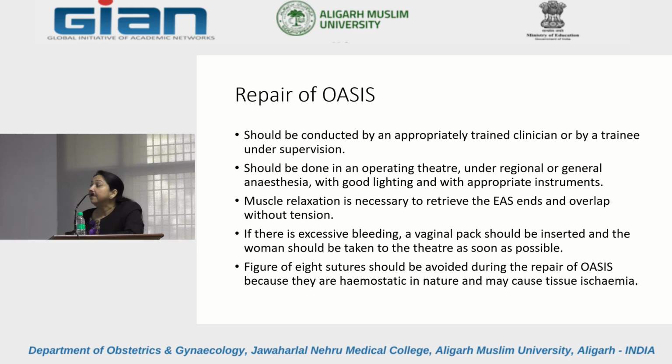The patient should be with good light and should be done under regional or GA. Why regional or GA? Why is relaxation important for anal sphincter injuries? Why can't we do it with just the pudendal block? Because to approximate the anal sphincter, we require maximum muscle relaxation. That's why GA or spinal should be given to the patient. If there is excessive bleeding while you are shifting the patient, a vaginal pack should be inserted.